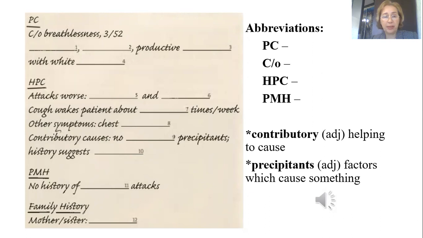Well, and just to understand the information better, we need to focus on the meaning of some words. Here there is contributory. So where is it? It's here, line 9, contributory causes. Contributory means helping to cause. And precipitants, factors which cause something. Some precipitants that go before something.